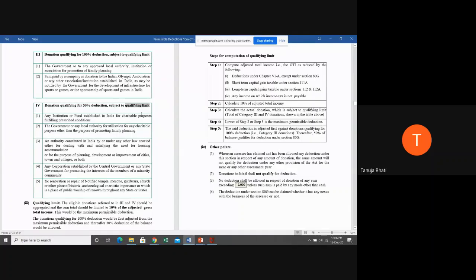Now, what is this qualifying limit? We will be seeing it. For today's class, tomorrow we will be seeing the qualifying limit. Qualifying limit is nothing but 10% of adjusted total income, gross total income. Now, what is that calculation? It will require much more time, so we will be covering it in our next lecture.